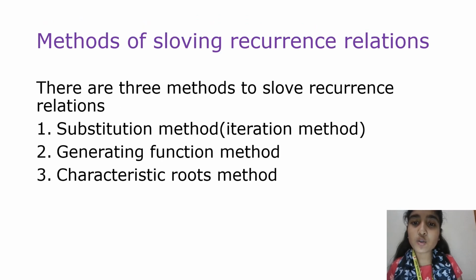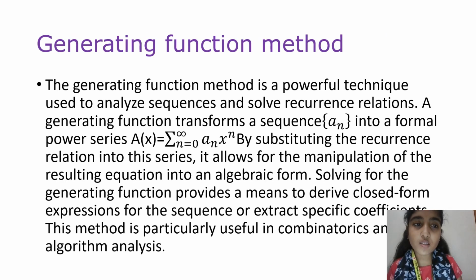Here are three methods to solve recurrence relations. The first method is the substitution method, also known as the iteration method. The second method is the generating function method. The third one is the characteristic roots method. So the question we have got is from the generating function method, which is the second method. So moving to the next, generating function method.